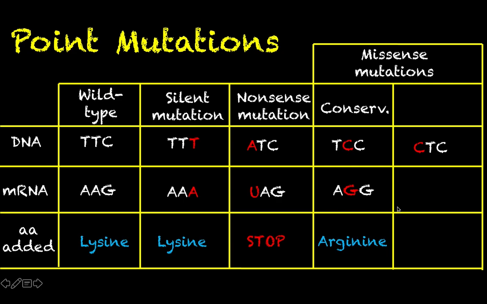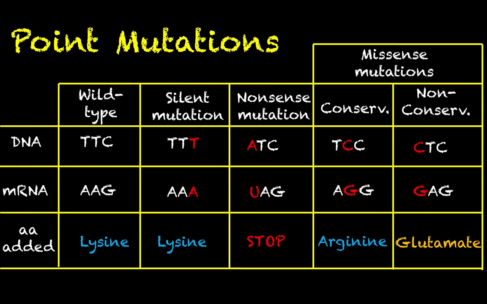On the other hand, if we look at the other type of missense mutation where we replace the first nucleotide here with a C, this is going to lead at the messenger RNA level to GAG, which produces the amino acid glutamate, which is definitely different than lysine because glutamate is an acidic amino acid. It has a negative charge. It could not possibly be any more different than lysine. So this is an example of a non-conservative missense mutation.